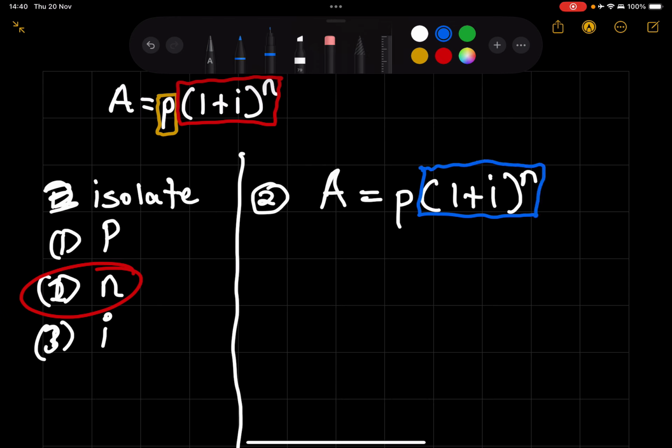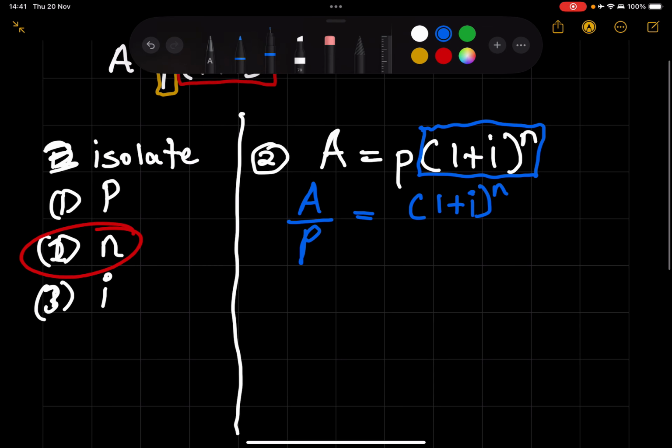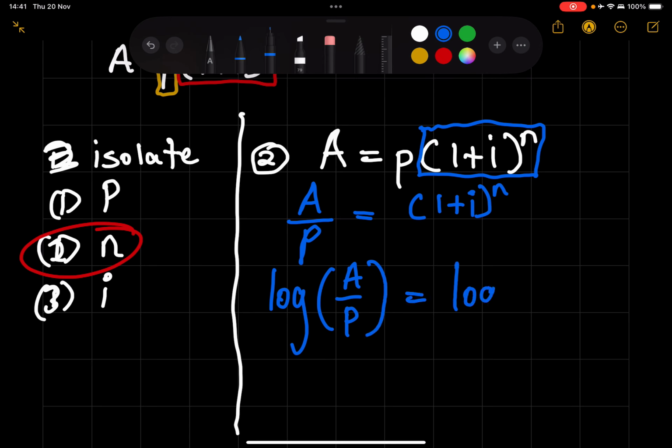And we can see that P is multiplying on the right, so on the left, it must be dividing. So on the left, I'm going to transpose the P by division. So I have A over P equals (1 plus i) all to the power of n. Okay, and then we're going to introduce logs on both sides. So we're going to have log of A over P equals log of (1 plus i)^n. Always when you want to make an exponent the subject, you introduce logs.